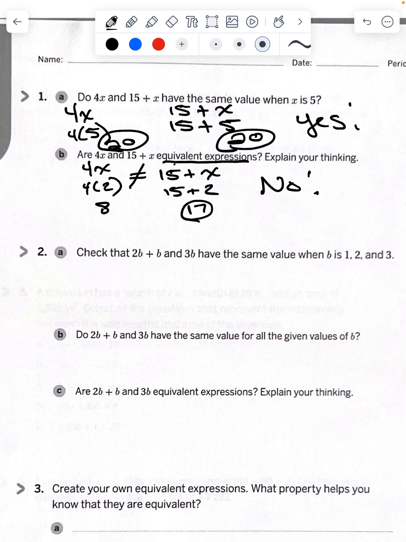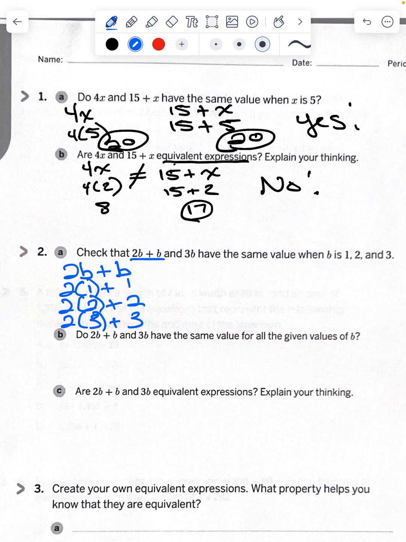Let's look at 2a. Check that 2b plus b and 3b have the same values when b is 1, 2, and 3. Okay, so this is very similar to what I said earlier. 2b plus 1b is 3b, right? So I'm going to substitute in 1 for the b's, 2 for the b's, and 3 for the b's, and do all these. Remember, you have to multiply before you add.